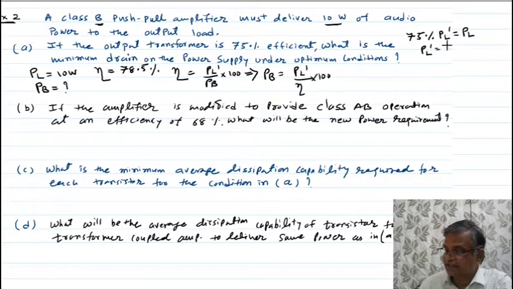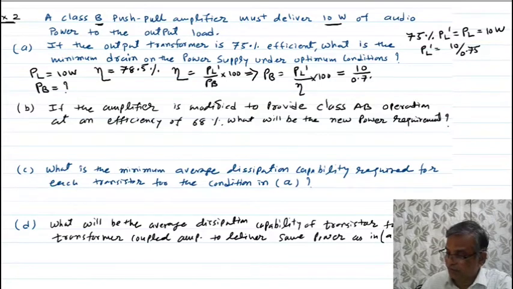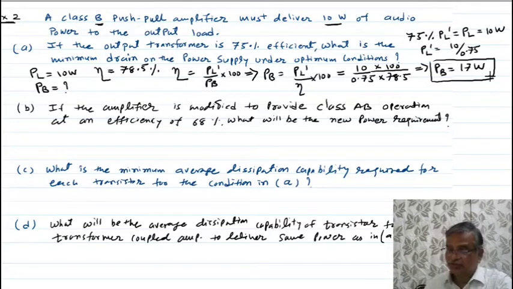So PL dash is 10 upon 0.75. This is your 10 watt. So by putting this value, this is 10 upon 0.75, and eta is 78.5%, percentage converted. The required power is 16 point something, so I can write 17 watt. So you should have a power supply which is capable of supplying 17 watt power.